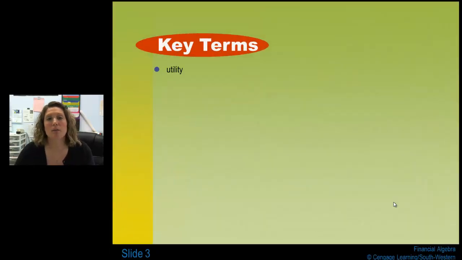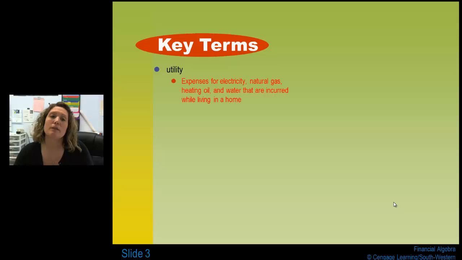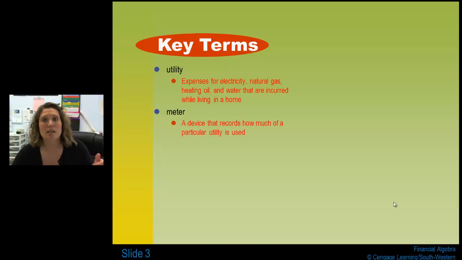Our key terms, we have utility. This is your expenses for electricity, natural gas, oil, and water that are incurred while living in a home. A meter, this is not the measurement, but this is an actual meter that's on the side of your house that tells you how much of a particular utility you've used.